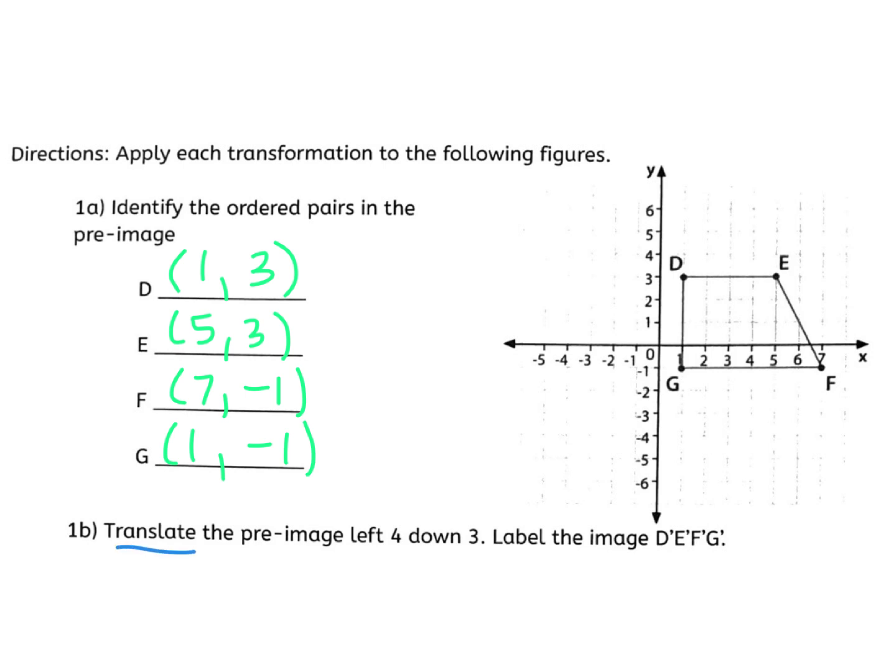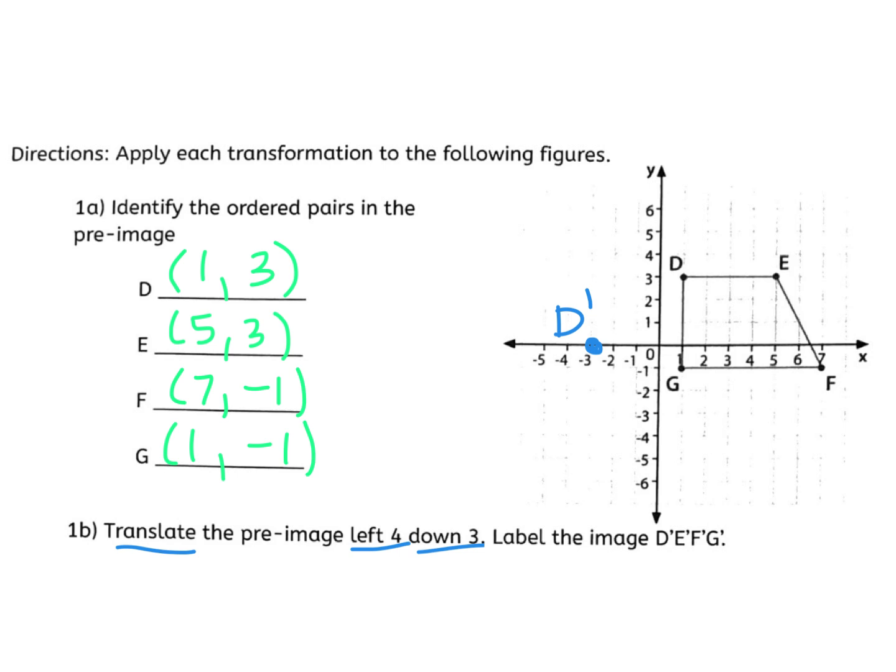We're going to translate, so we're going to slide the pre-image left 4 and down 3. So I'm going to go in the same order. I'm going to start with point D, and I'm going to go left 4, 1, 2, 3, 4, and then down 3, 1, 2, 3. So I'll be right here, and I plot a point there. And then remember, we call that D prime.